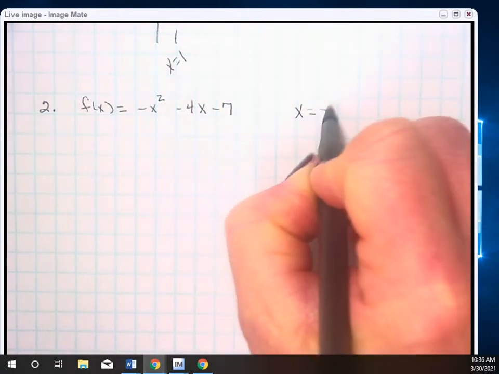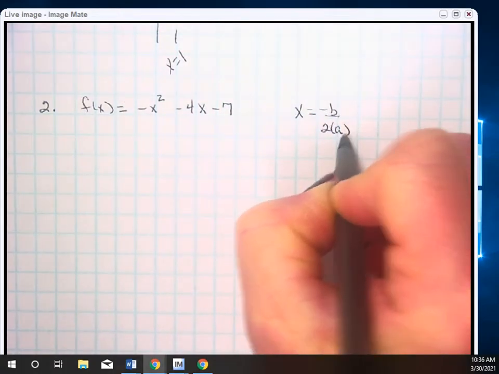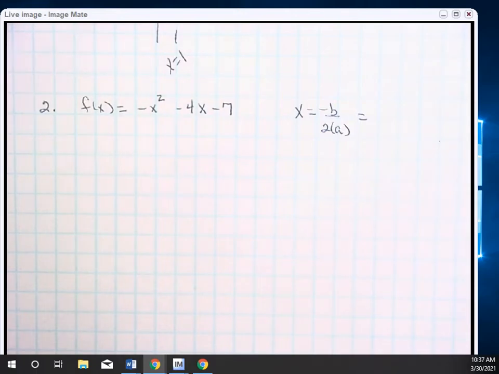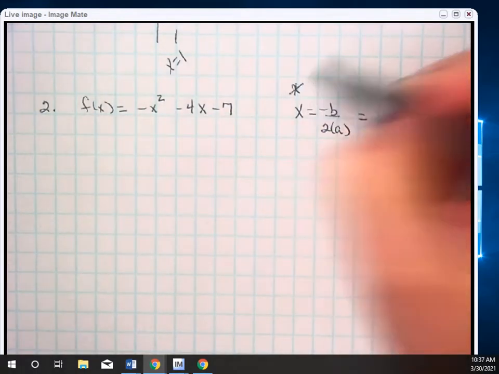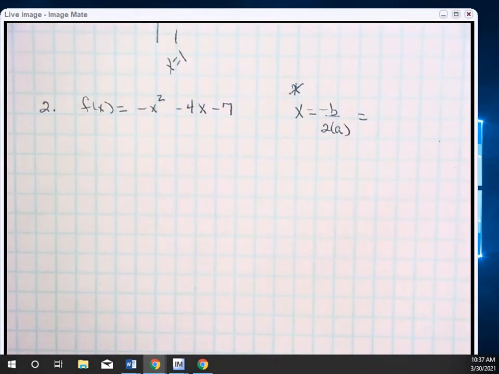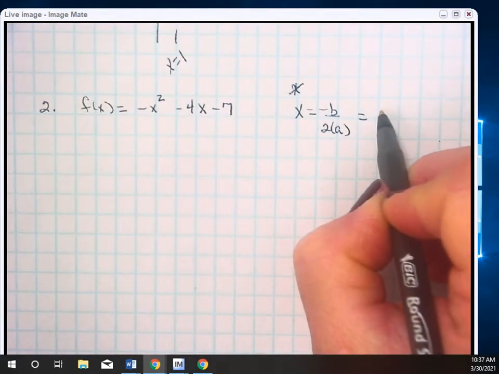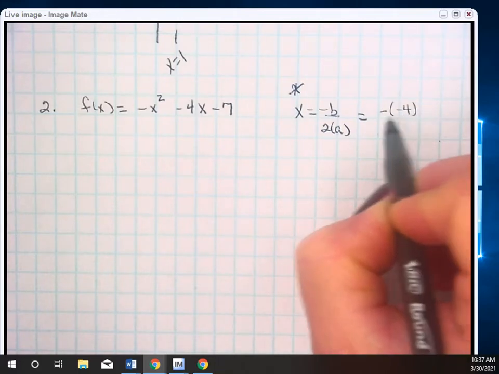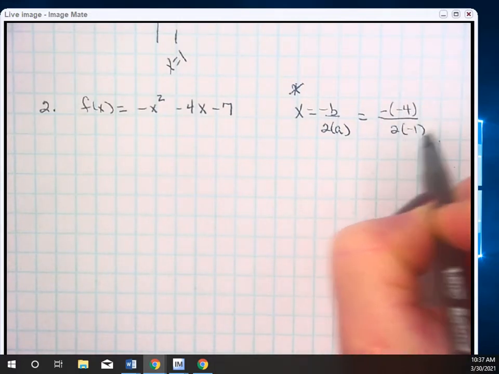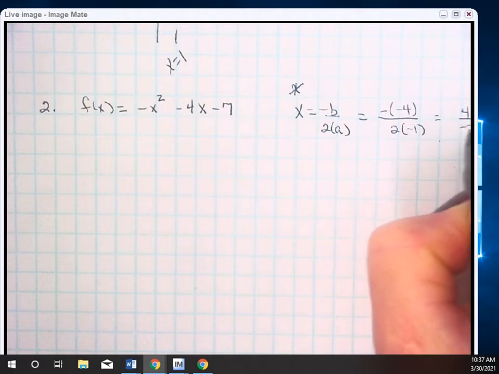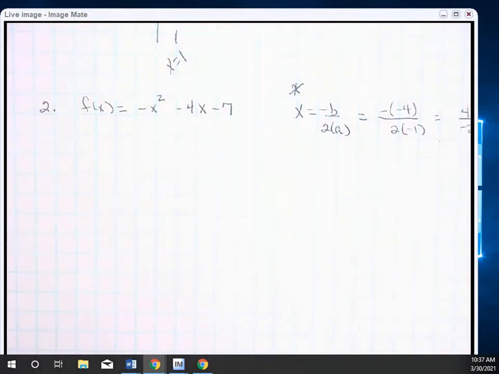X equals the opposite of b over 2a. I am not going to give you that on the test. That is going to have to be memorized. So you might want to start and memorize it. The opposite of a negative is a positive. So 4 divided by negative 2 is a negative 2.